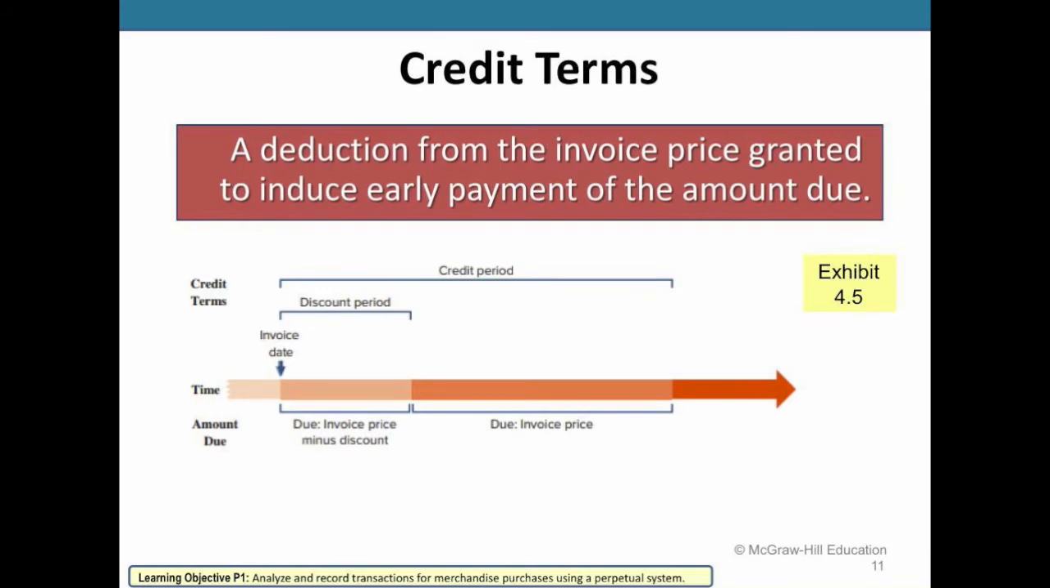So here you can see just a timeline as far as when the invoice date is and then the discount period. You have the choice to elect to pay within that discount period. If you're going to make that choice, often companies will do it very close to the actual last day of the discount period. And if not, we'll often pay at the very last point of the credit period, within the 30-day window.